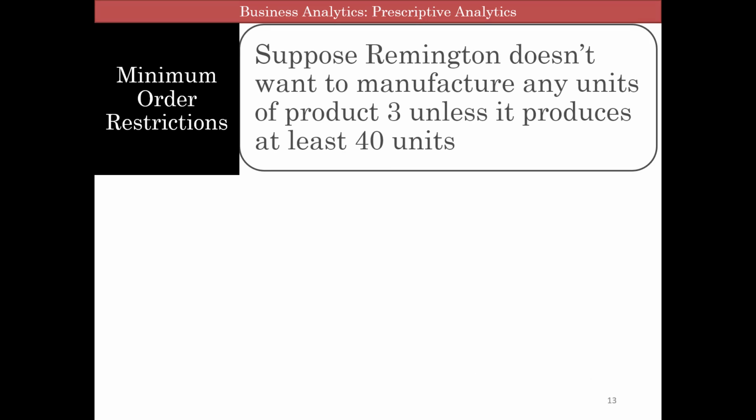So you can also add minimum order restrictions if you want to. Let's say Remington does not want to manufacture any unit of product 3 unless it produces at least 40 units. So basically for product 3, if you produce, you've got to produce at least 40 units. Then you have, of course, x3 is less than or equal to M3 y3, 999 y3, but you can also add this other constraint, saying x3 is greater than or equal to 40 y3, which will give you the minimum order restriction. And I've shown you in the Excel file how to set it up.